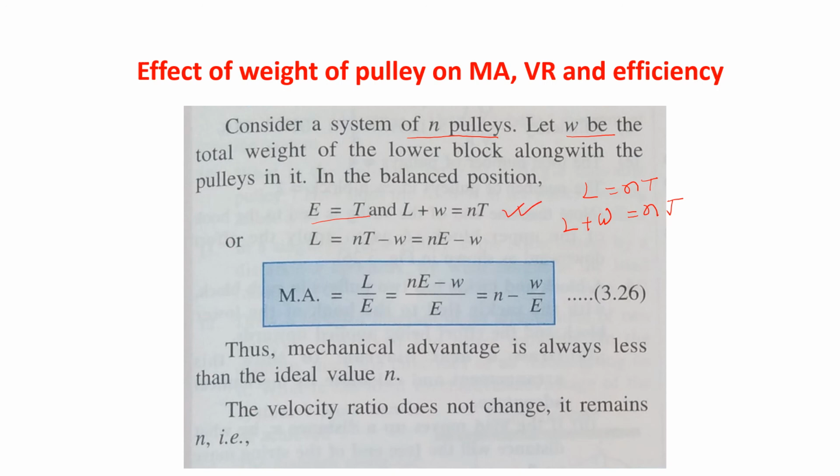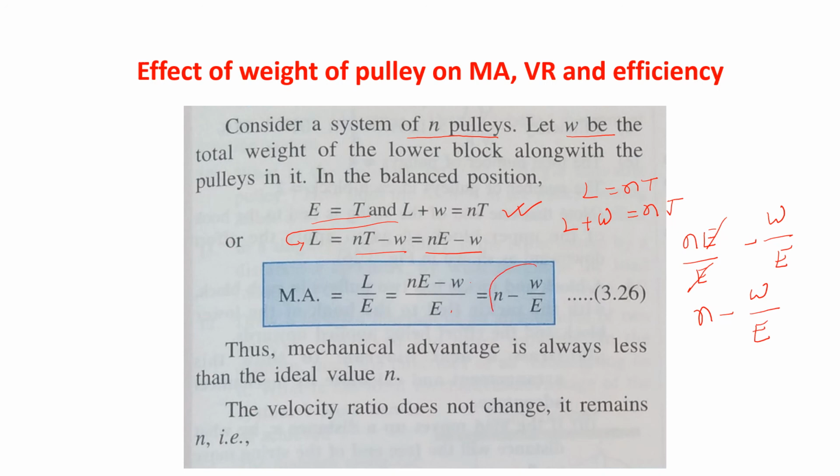That I have written here. Now from this, L is equal to NT minus W. Now NT is equal to NE, since E is equal to T. So it is NE minus W. Now mechanical advantage is equal to L by E. L is equal to NE minus W, by E. Now just separate it: NE by E minus W by E. So E gets cancelled. It becomes N minus W by E.